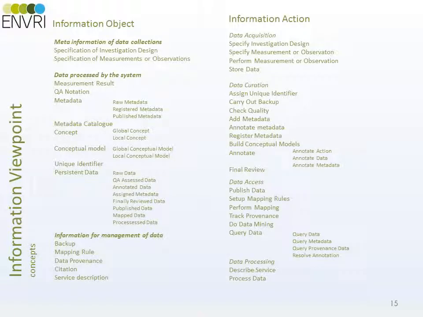This overview shows a list of approximately 60 concepts with two major classes representing the information viewpoint to give you an impression of the level of detail of the model. Information objects are used to model various information entities manipulated by the system. There are three types of information distinguished in the model.